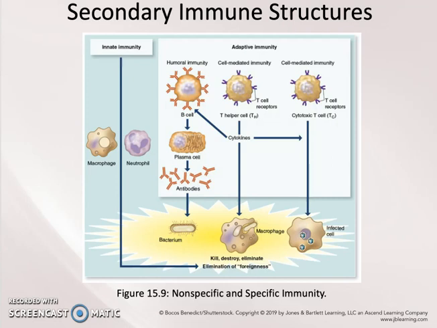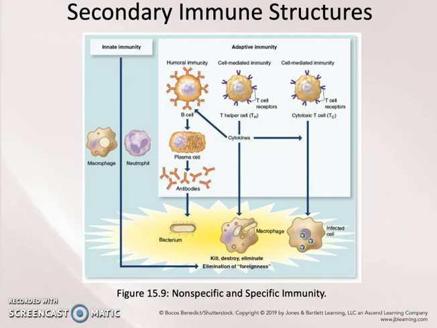Patches of lymphoid tissues are distributed in the lining of the gastrointestinal and respiratory tracts as well. In the small intestine, these collections are known as Peyer's patches, and they help fend off microbes ingested in the digestive tract.